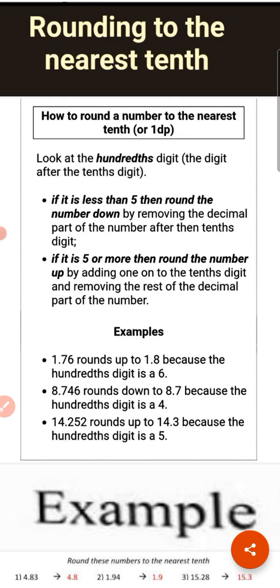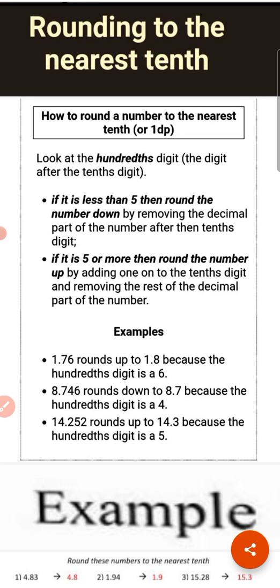If the hundredth digit is 5 or more than 5, then round the number up by adding 1 to the tenth digit and remove the rest of the decimal part of the number. If the hundredth digit is equal to 5 or more than 5, then add 1 to the tenth place and remove the rest of the decimal part.